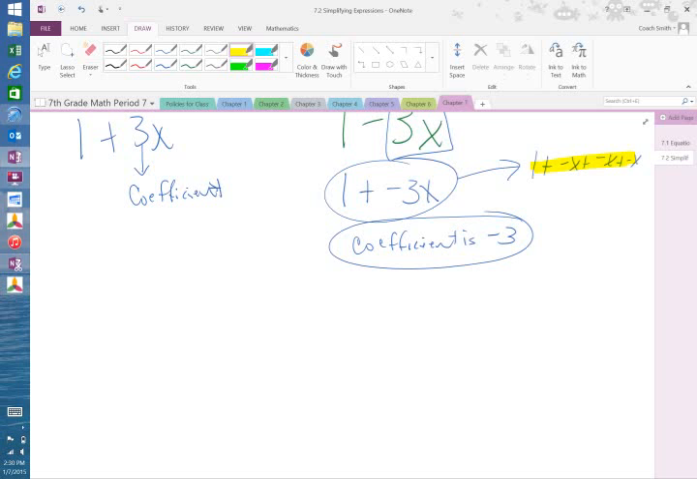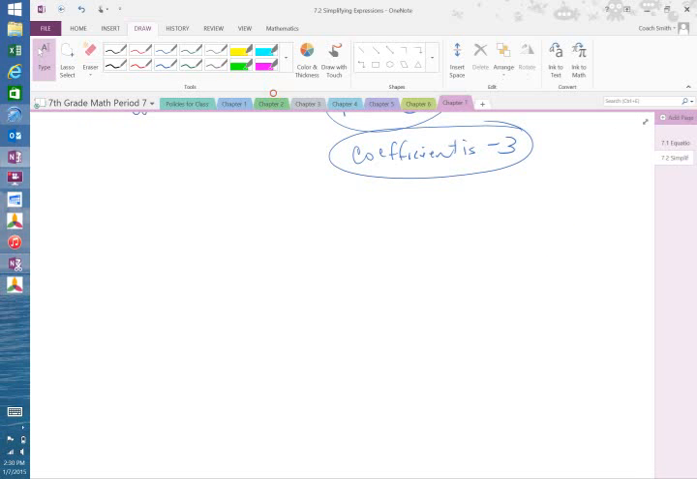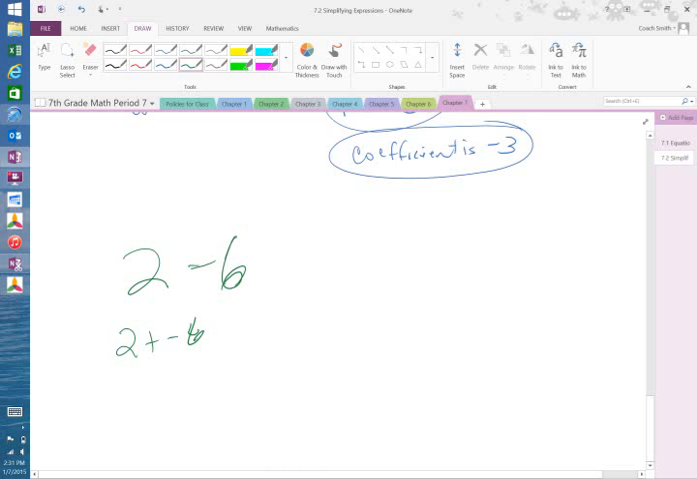Whenever it's like in this type of problem, we change it into addition? No, every minus, any subtraction from here on out, if I had 2 minus 6, the only way you can do that is change it to 2 plus negative 6. Oh, yeah. Okay, that's a legal problem.